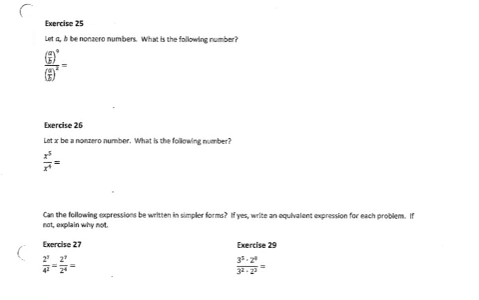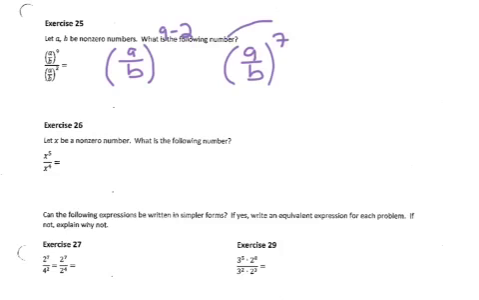Moving right along, though, to exercise 25, it says let A and B be non-zero numbers. What is the following number? So do not let this get you confused or worried. Anytime we have variables instead of numbers, you are still doing the same thing. So the first thing I'm going to do is rewrite my base. Since it's a fraction, A over B, I put it in parentheses. And since I'm dealing with division, I'm just subtracting my exponents. So my final answer would be A over B to the 7th power.